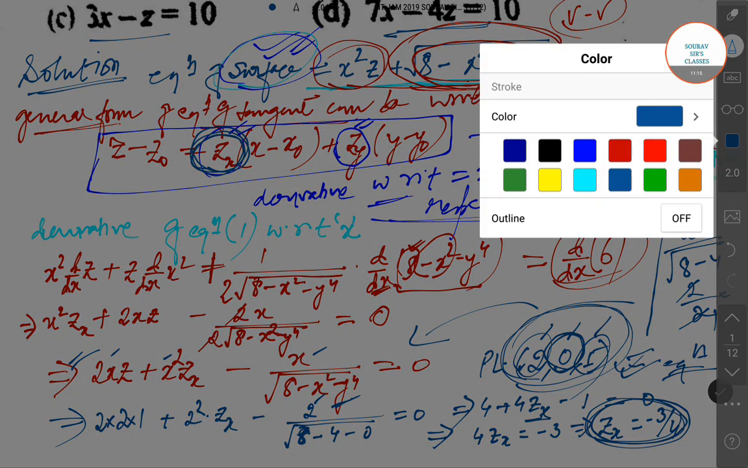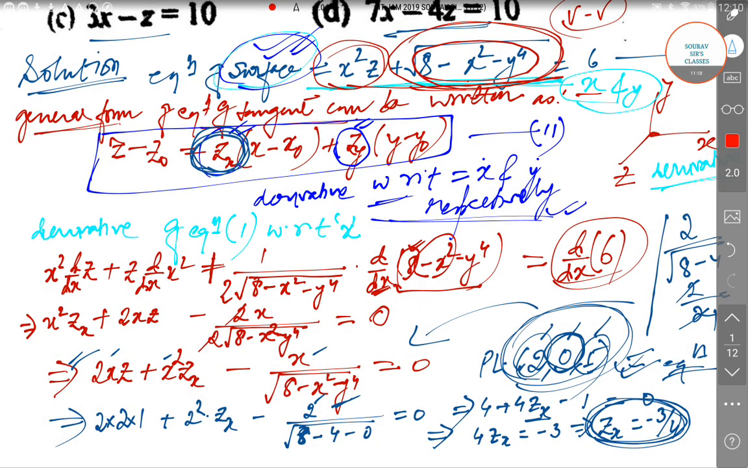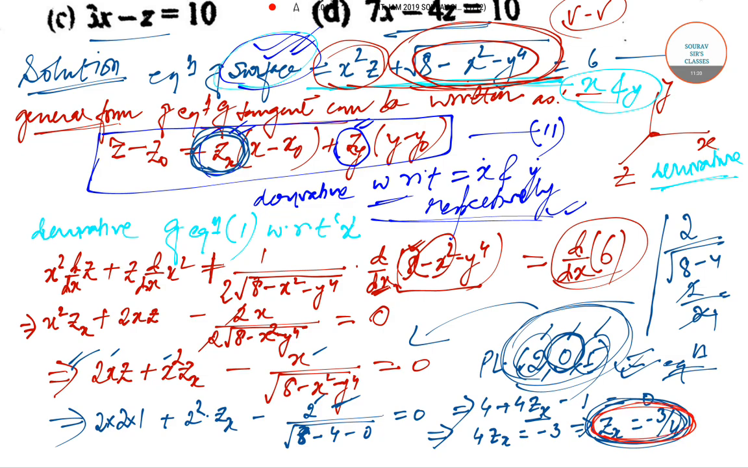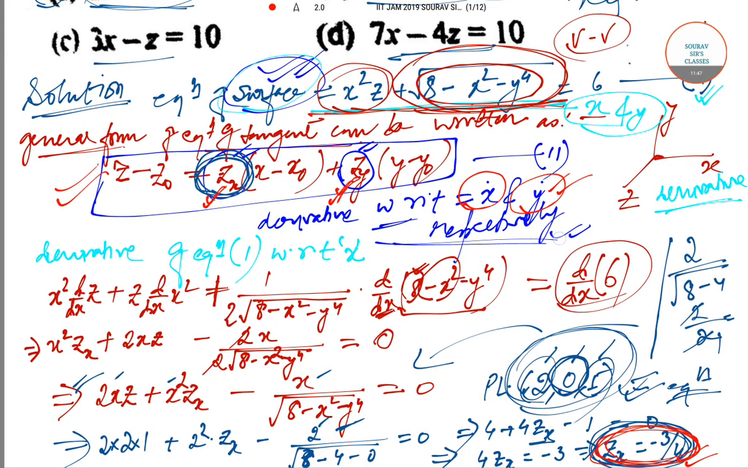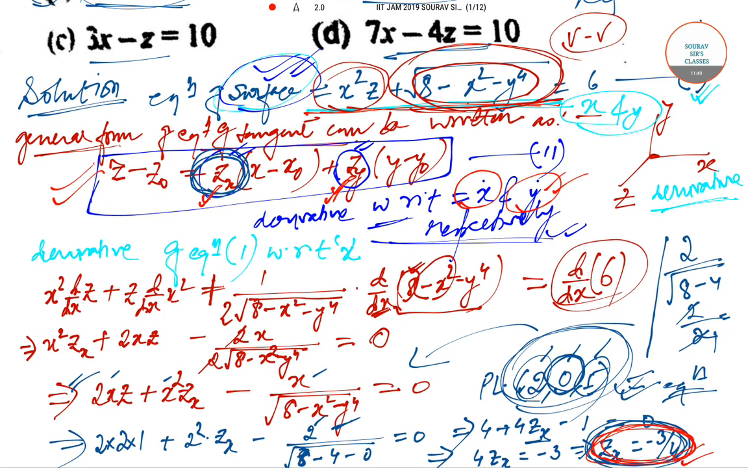This is our value, and we need to keep this value with us because we need it in the later part of the video. So we are just highlighting this value with red ink. We have solved the derivative with respect to x. Now we need to find the derivative of this equation with respect to y as well, because in the general form of tangent we have both zx and zy. So we will need to solve the value of zy now.